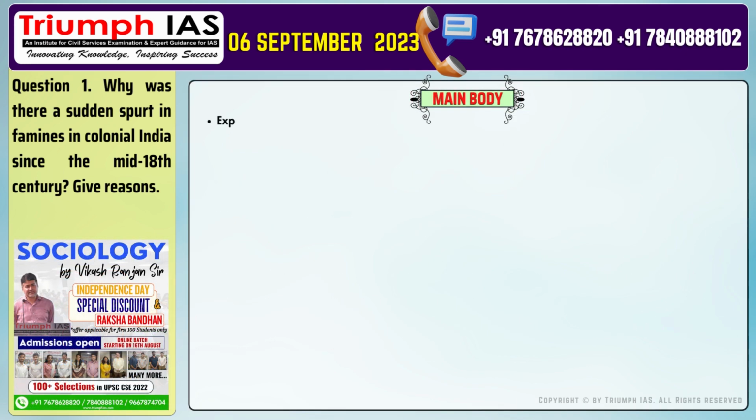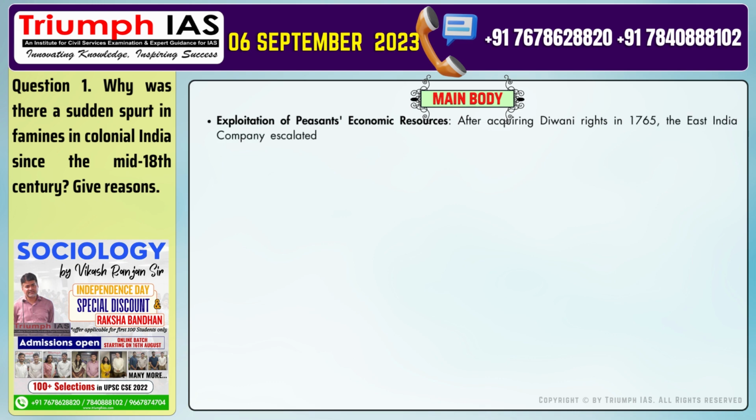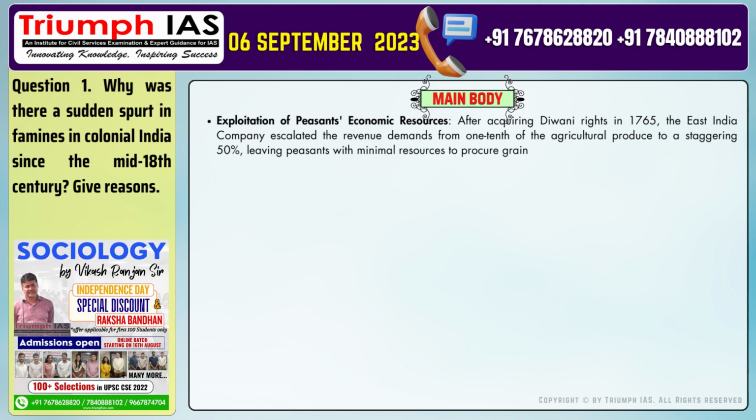Main body of the answer. Number 1. Exploitation of peasants' economic resources. After acquiring Diwani rights in 1765, the East India Company escalated the revenue demands from 1/10 of the agricultural produce to a staggering 50%, leaving peasants with minimal resources to procure grain seeds for future planting.